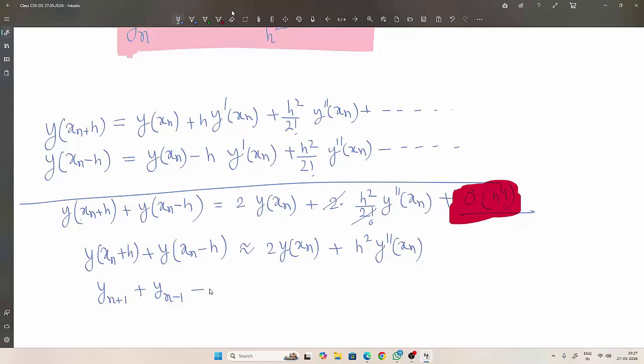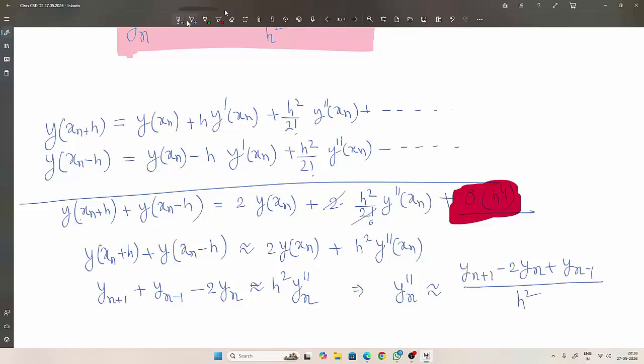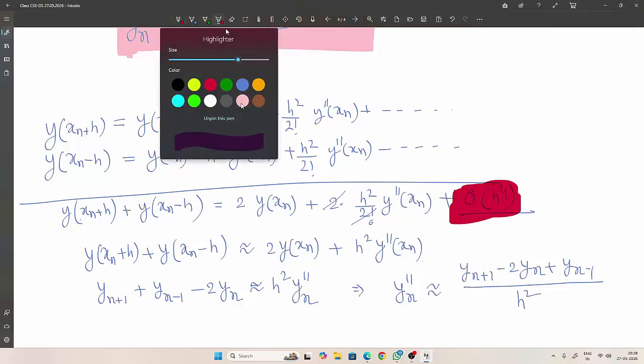Bring this to the other side, and minus 2y, what will it be? y of xn is yn, minus 2yn. This is approximately equal to h square into y double dash n. Now y n double dash is approximately equal to yn plus 1 minus 2yn plus yn minus 1 divided by h square. So from here the formula is established. This directly does not have the implementation of the finite difference rule; we are using the difference but from the definition, not from the direct implementation of the finite difference rule.